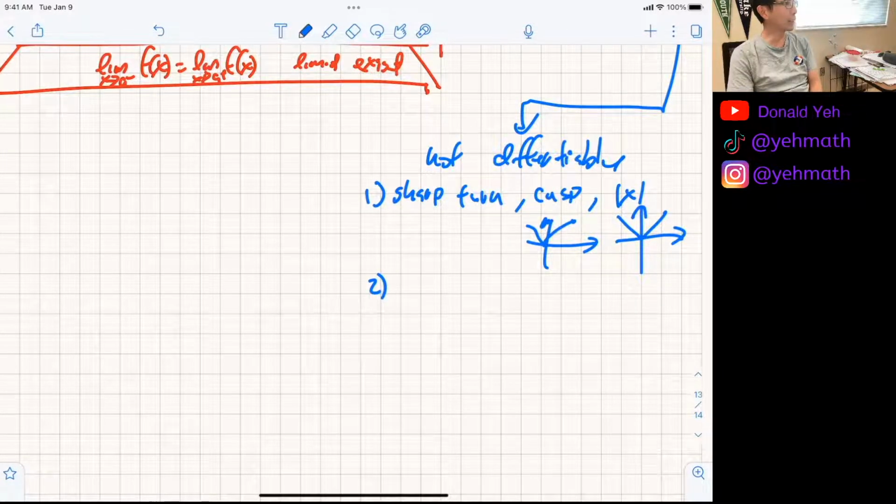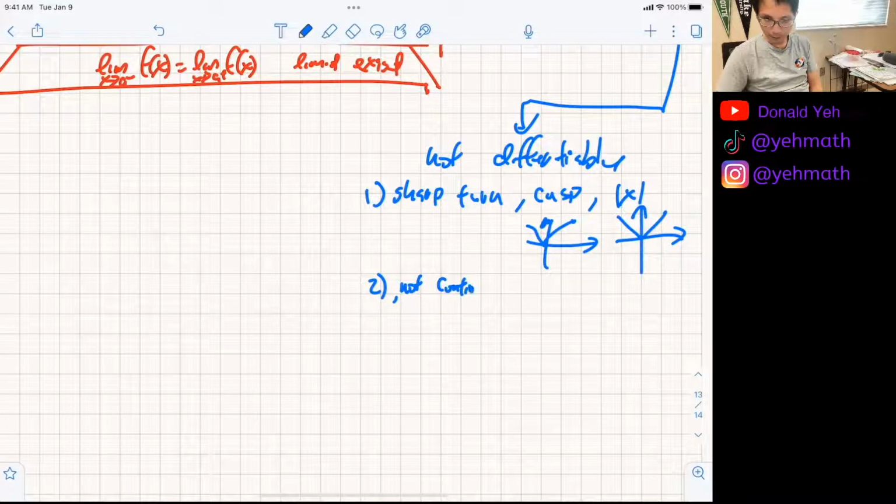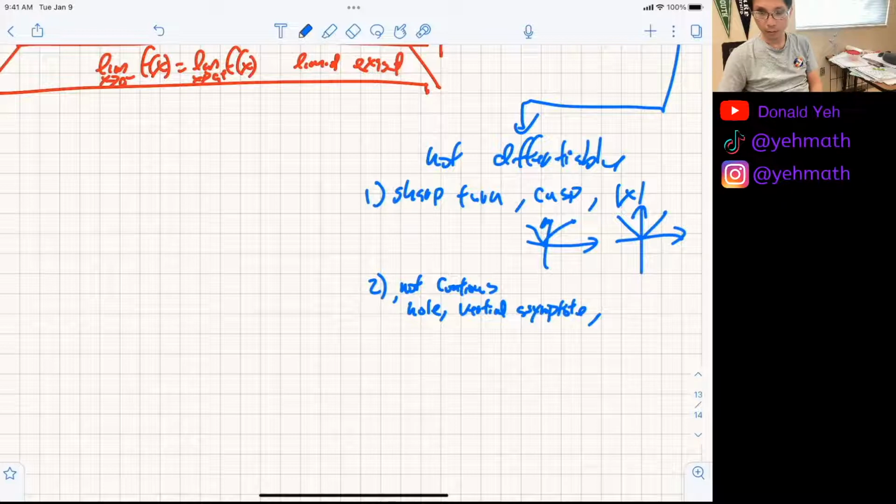Two, what would be another example where it's not differentiable? Like disconnected. Disconnected, okay. So disconnected could be a few things. Not continuous could be a whole thing. So not continuous. So it has a hole, or a vertical asymptote. Hole and vertical asymptote, yeah, that's pretty much it. That's not continuous. Or a jump.